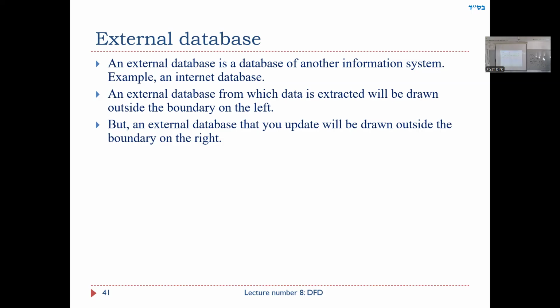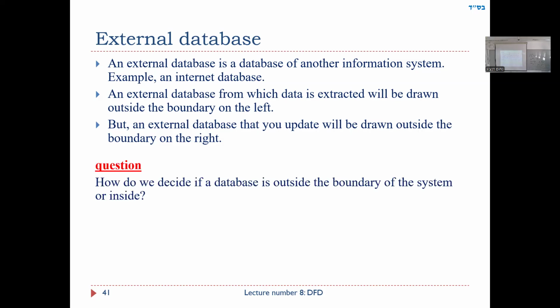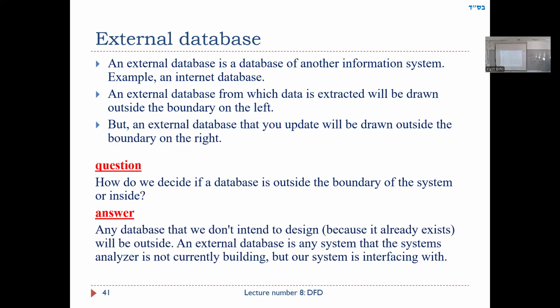An external database from which data is extracted will be drawn outside the boundaries, on either the left or the right. How do you decide if a database is outside the boundary of the system? Any database that we do not intend to design, because it already exists presumably, will be outside. An external database is any system that the systems analyst is not currently building, not the SUD, the system under development.